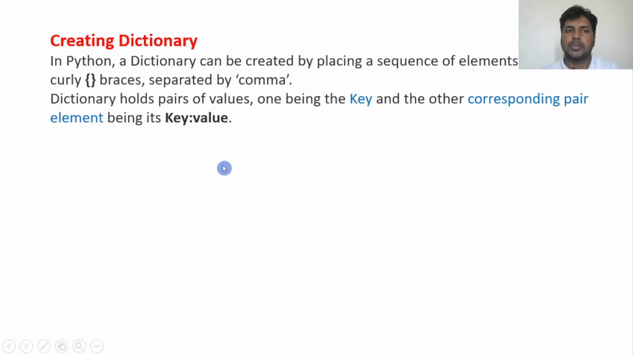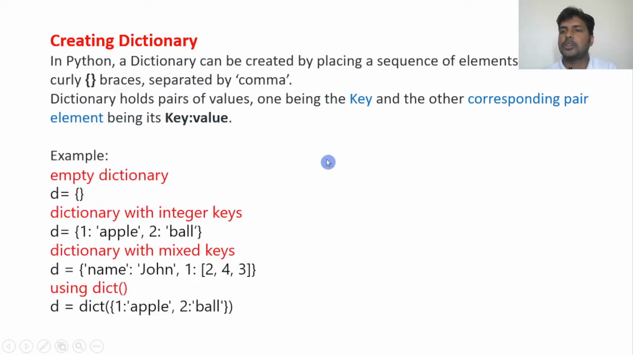To create a dictionary, we place a sequence of elements within curly braces, separated by commas. A dictionary holds pairs of values: one is a key, and the other is the corresponding pair element, that is the value. Let us see how many ways we can create a dictionary.